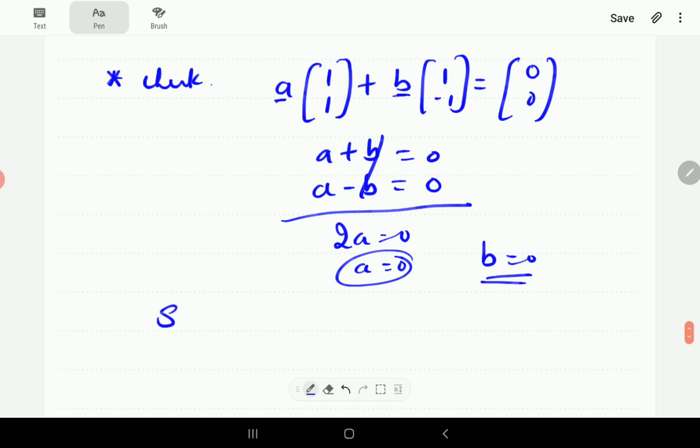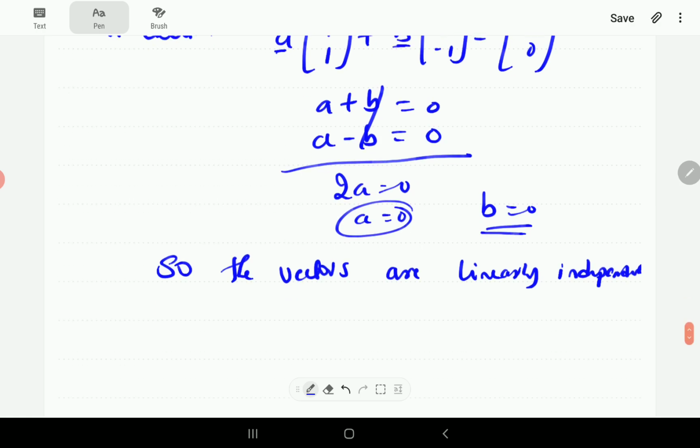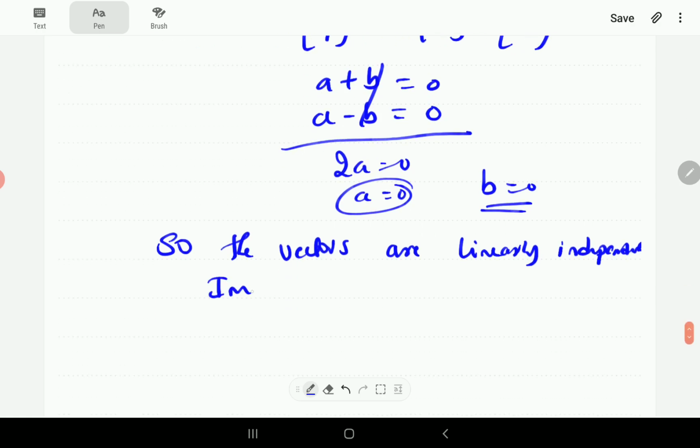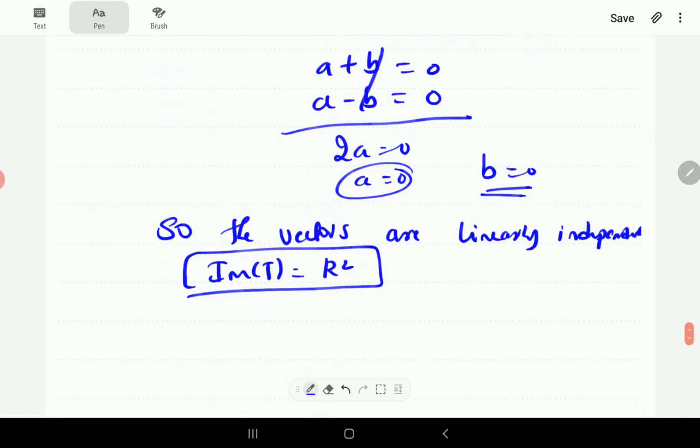Therefore the vectors are linearly independent. So therefore the image of T is R2. The image of T is R2. Okay, so that's how it is. You need to find it out, right?